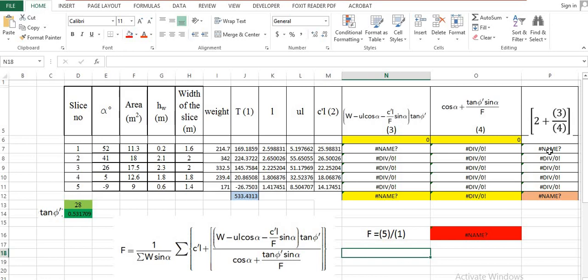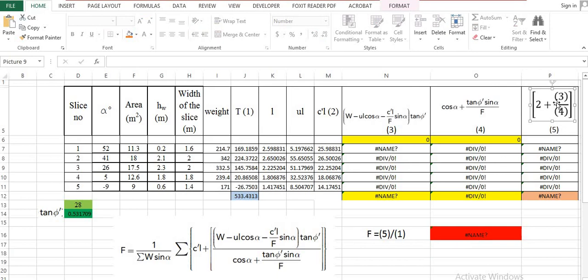That is what is represented by this column, right? 2 plus 3 over 4, 2 plus 3 over 4, right? Just take the cells and combine them like this. So finally, to find the factor of safety, we need to divide this one. So this is my number 5, right? So this 2 plus 3 over 4 is number 5.